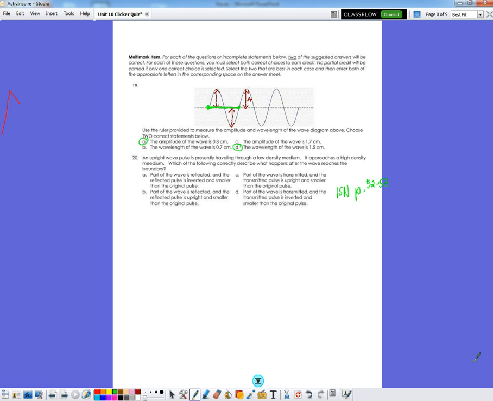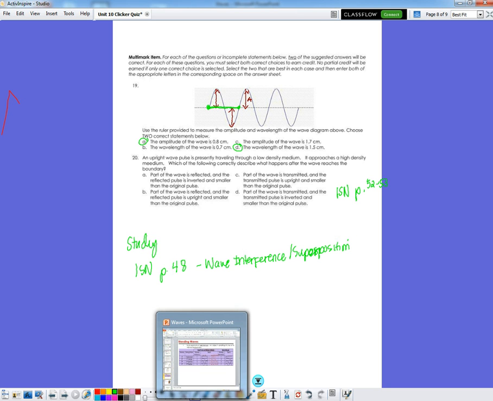And by the way, study page 48, which is the wave interference or superposition. You should know how to do it. Superposition. You should be able to do it.